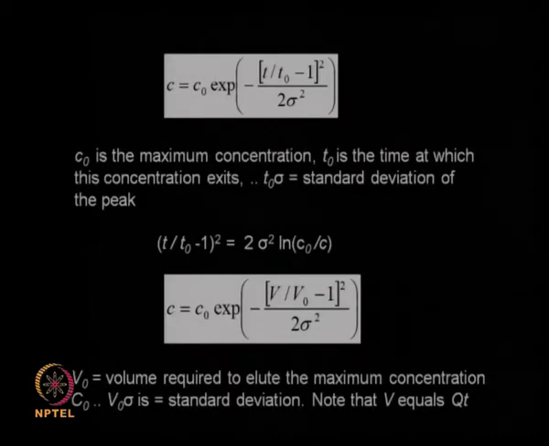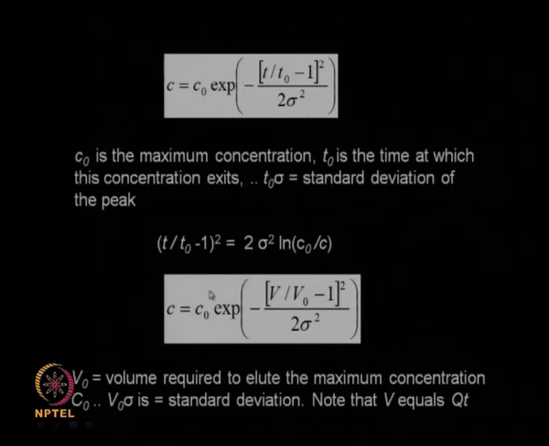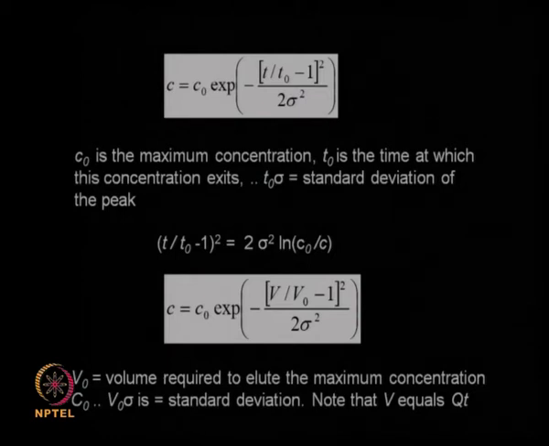Now let us look at or recap some of the equations which I introduced in the previous class. The concentration of the solute that is leaving the column is going to be in the form of a Gaussian distribution, okay. So the equation for a Gaussian distribution is C equal to C naught exponent minus ((t by t naught) minus 1) whole square by 2 sigma square. C naught is the maximum concentration because it is a Gaussian distribution, and t naught is the time at which this concentration happens, agreed? And t naught into sigma is the standard deviation of the peak, and this is a typical equation for a normal distribution, okay.